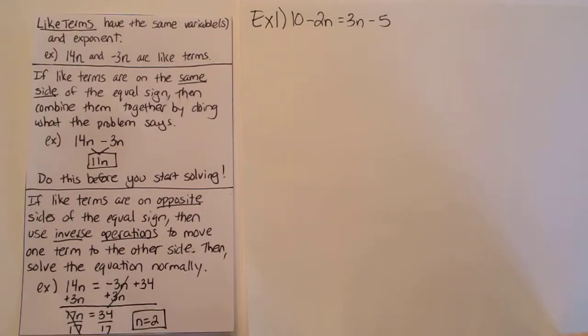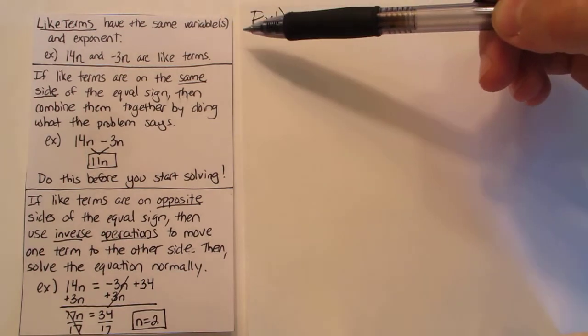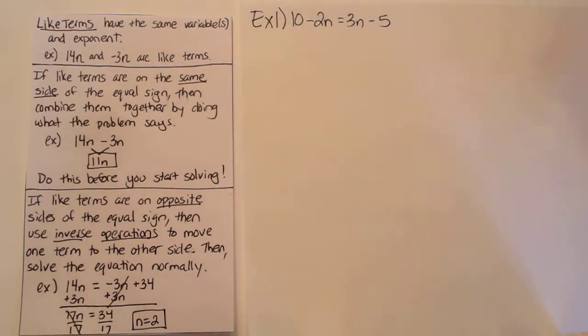This is lesson 6, solving equations with variables on both sides. And before we jump into how to do these problems, there's some vocabulary that we need to go over. So first, you need to know what like terms are. Like terms have the same variable or variables and exponent.